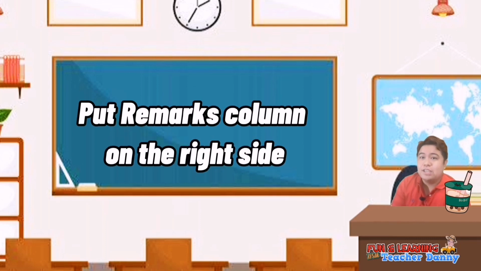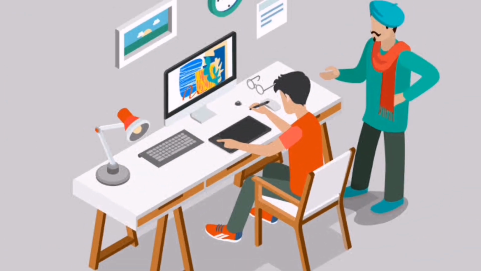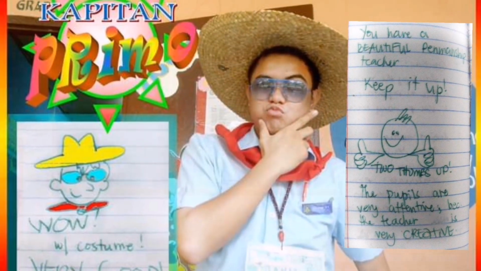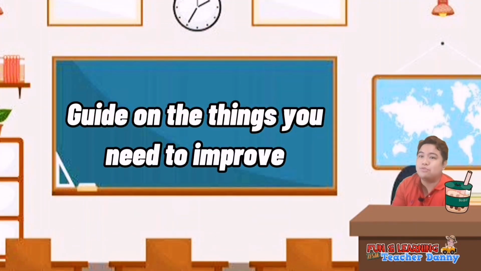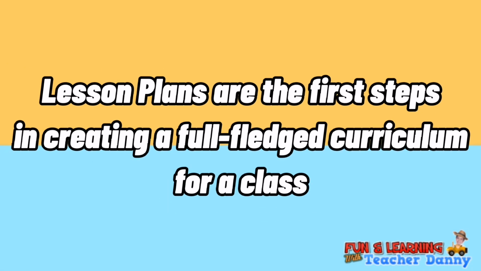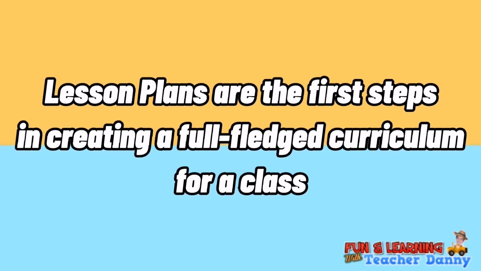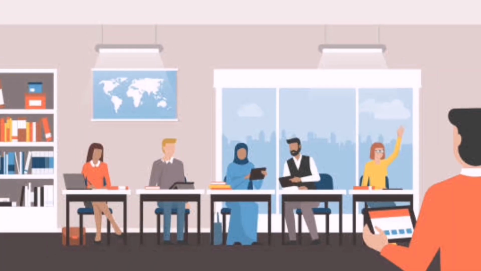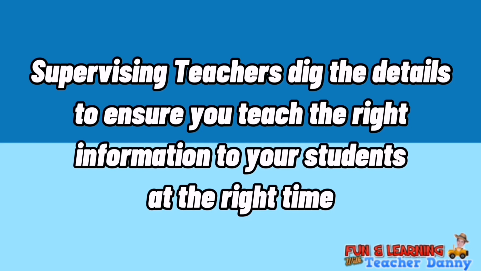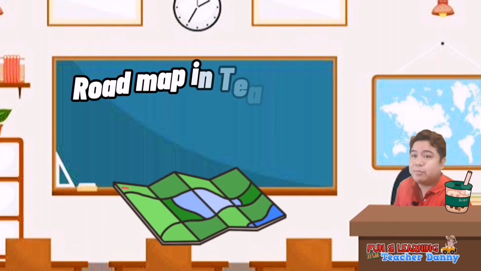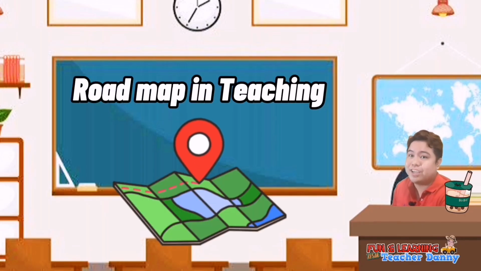And before everything else, since you are still at the beginning, never forget the remarks portion on the right side of your lesson plan. So your cooperating teachers would mark your good points and guide you on the things you need to improve more. Now before we end this, always remember that lesson plans are the first steps in creating a full-fledged curriculum for a class. Cooperating and supervising teachers dig the details that ensure you give the right information to your students at the right time. And they simplify your career by giving you a roadmap to follow each and every day.